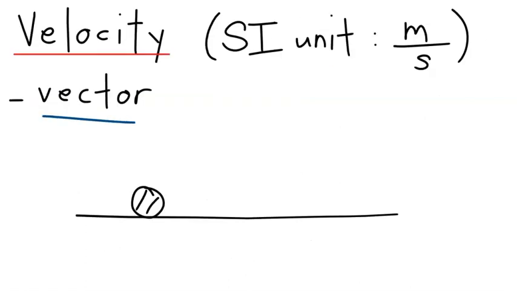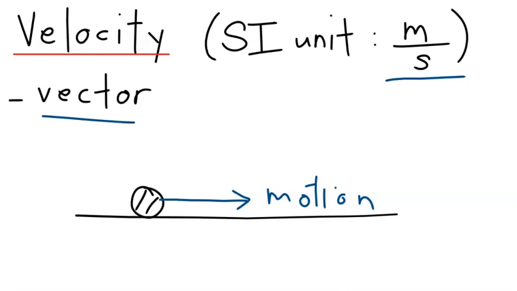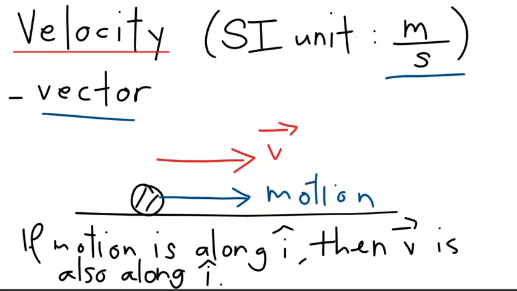Well, it is a vector, and the SI unit to measure velocity is meter per second. Now, loosely speaking, velocity measures how fast something is moving in a particular direction. The direction of this velocity vector follows the direction of the motion. So if this is the direction of motion, then the direction of the velocity is represented by this red arrow. So the direction of this velocity vector is the same as the direction of motion. So if the motion of an object is along, let's say, i hat, then its velocity is also along i hat.